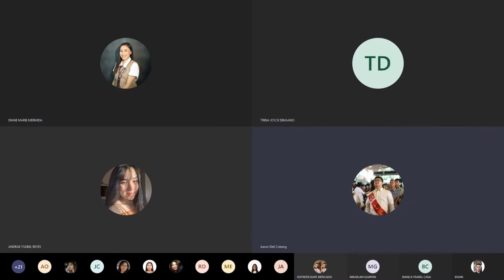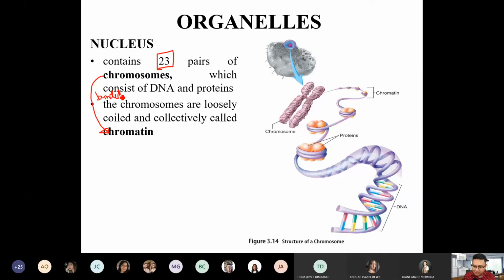Hindi nasusulat yung gilid. Bundled, ito yung tinatawag na chromatin. Okay? Medyo nakakalito yung image. Baka akalain nyo na ang chromatin ay nagiging chromosome. Chromosome, nagiging chromatin, ha? Not the other way around.